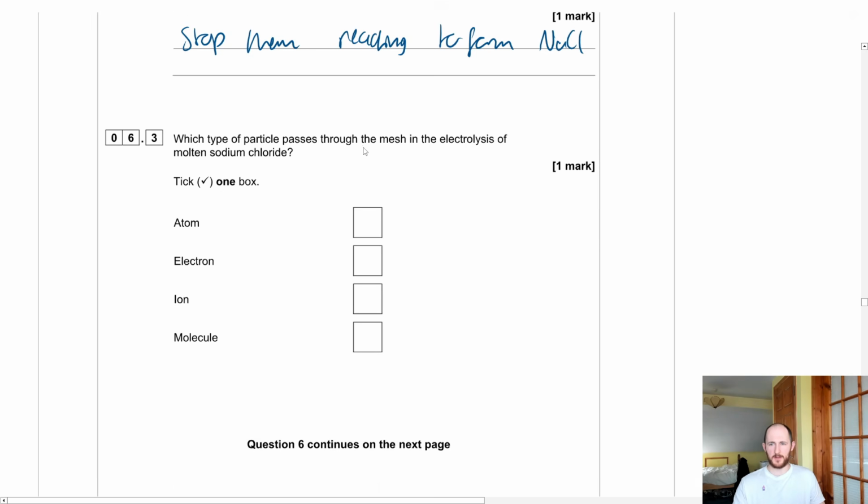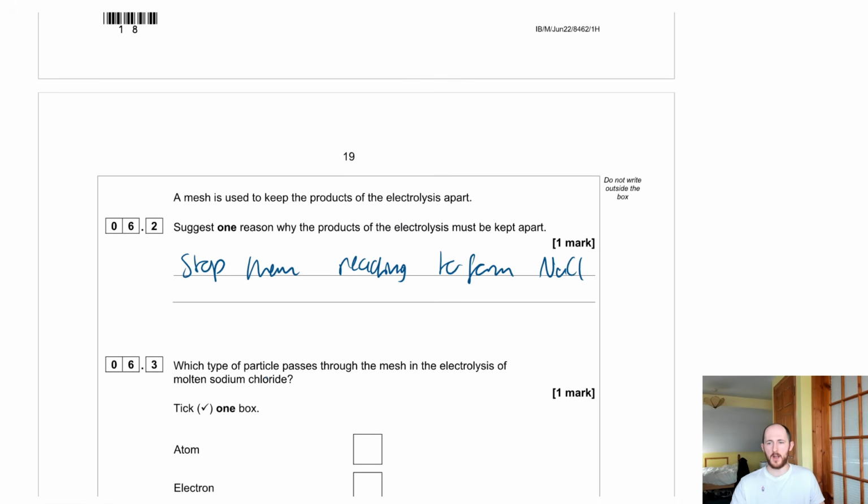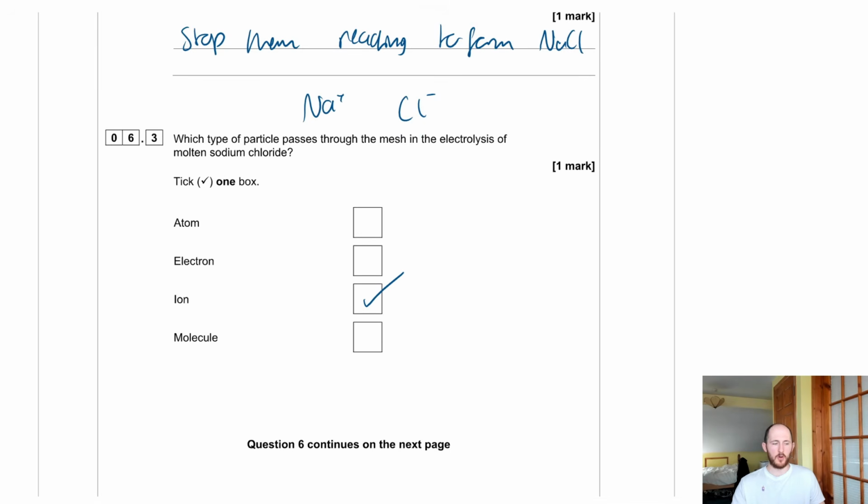And which type of particle passes through the mesh in the electrolysis? It's an atom, electron, ion, or molecule. They are the ions that pass through the mesh. Remember, the products are the Na plus ions and the negative chlorine ions, not the electrons themselves. They actually get used up because they go from one place to another. So they're not technically products, so they're not the ones going through the mesh. We're trying to extract the chlorine and the sodium.